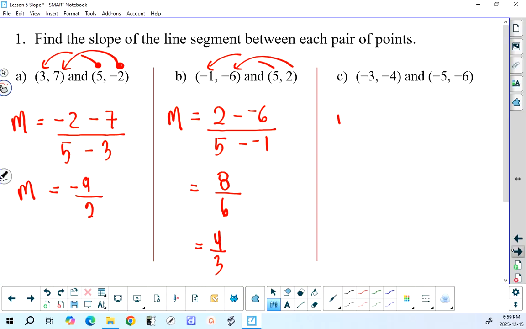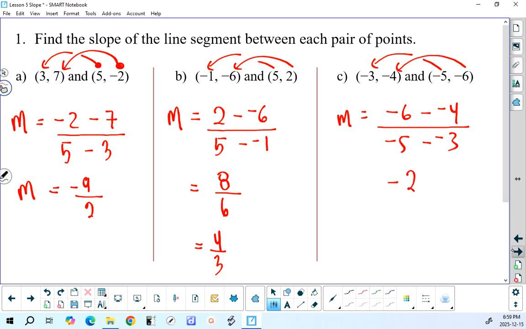Do the next one. I tend to just always subtract second minus first. So it's negative 6 minus negative 4 over negative 5 minus negative 3. And after a while, you're not going to need to write those arcs and arrows. I'm just indicating that we're always subtracting in the same direction. Negative 6 minus negative 4 is negative 2. Negative 5 minus negative 3 happens to be negative 2 as well. So the slope of this is 1 because negative 2 over negative 2 is 1.